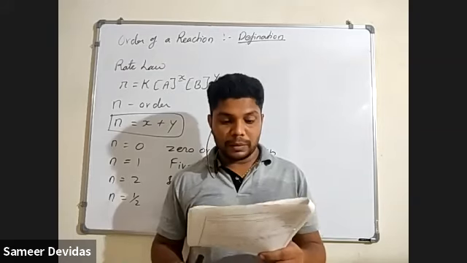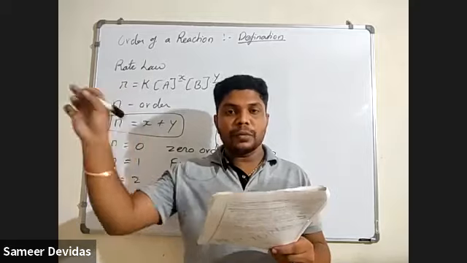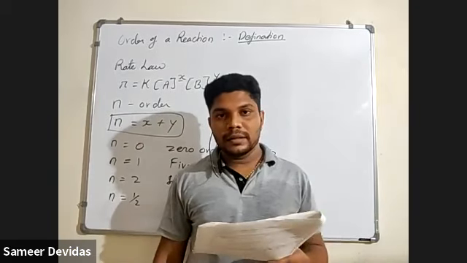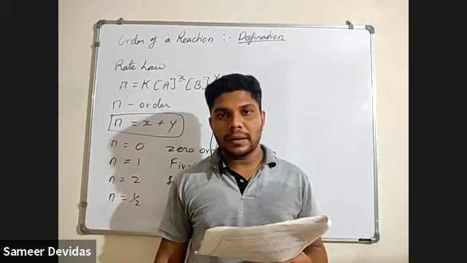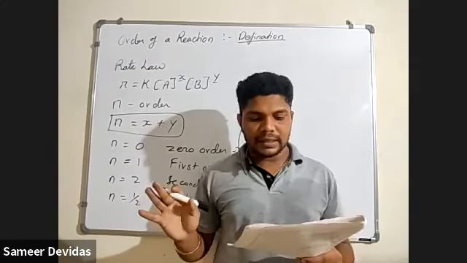Then the fourth problem. Rate is equal to K [H2][I2]. What is the order? You have to add x plus y. x and y are both 1. So 1 plus 1 is 2. Have all understood? Is there any difficulty in this?